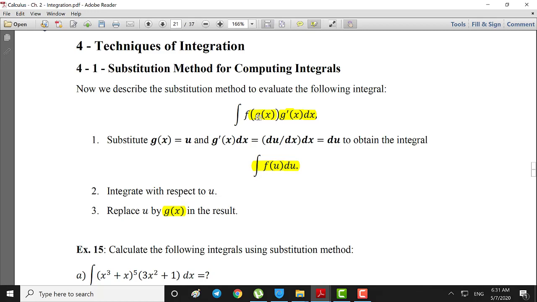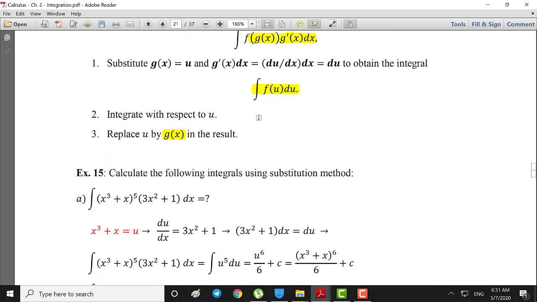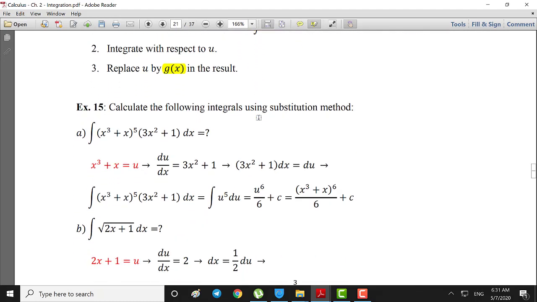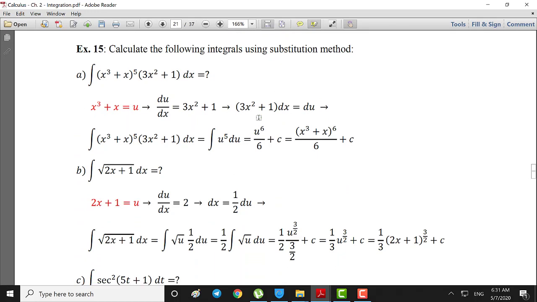Now, let's look at example 15. It says, calculate the following integrals using the substitution method. Now, look at part A. Here we have the integral of (x^3 + x)^5 times (3x^2 + 1) dx.